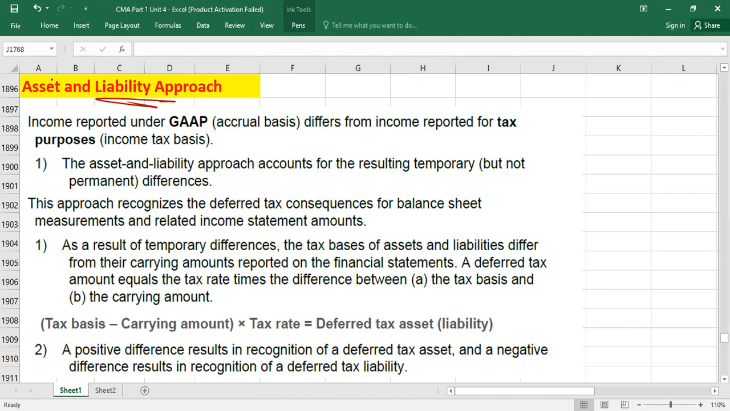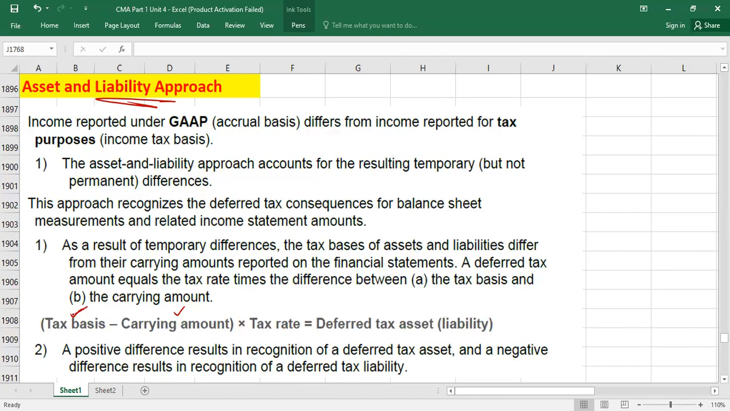Which approach did I say? Asset and liability approach. In this approach, I'm just going to show you the formula first, then I'll work with the calculation. The formula: you will always take the tax basis. Tax basis means what should be the value of the asset or liability as per tax law. That is called the tax basis. From there, you will deduct the carrying amount. Carrying amount means the value of that asset or liability as per accounting law.